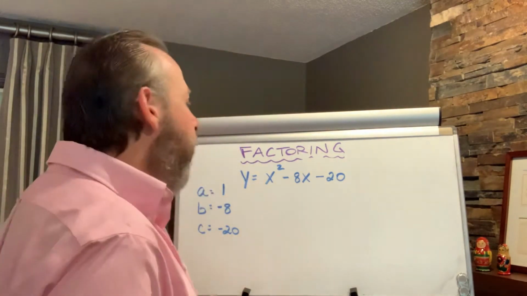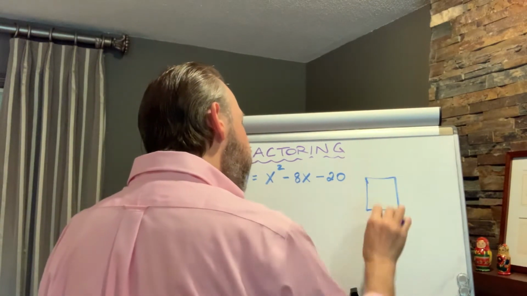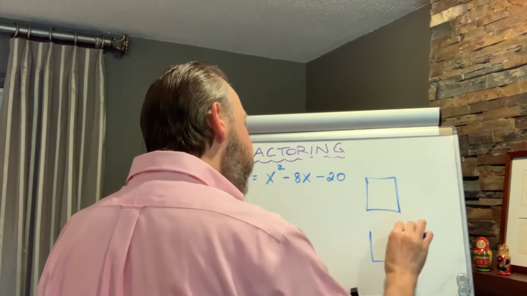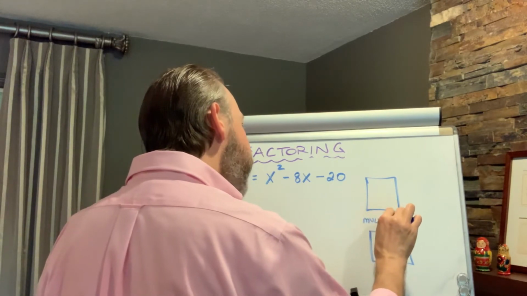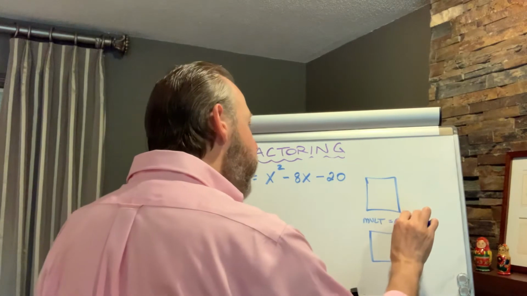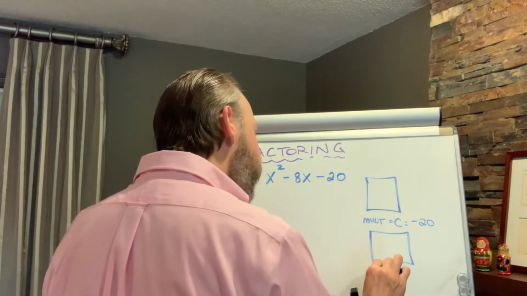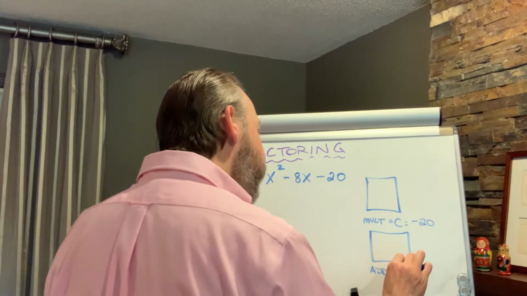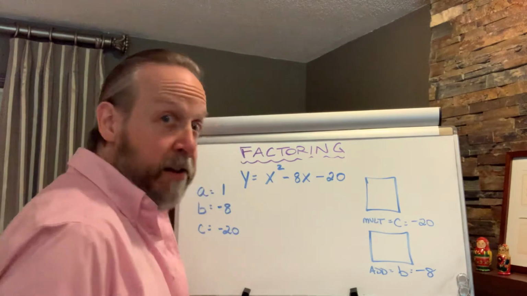So, the box method. I'm going to just put my two boxes up here. One box and two boxes. And we write down what it has to do. It's got to multiply to be the C term, which is negative 20. Don't forget the negative. And those two numbers have to add to be the B term, which again is negative 8. Not forgetting the negatives.